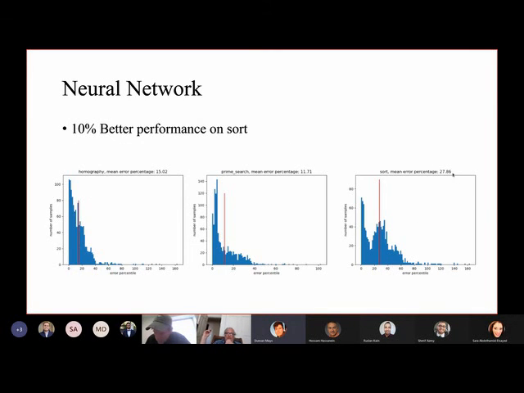And we get a slightly better performance on the sort sample program. Before, with the line of best fit methods, we had an error rate of 40%, whereas now we have an error rate of 30%. But the prime search and homography sample programs are not much more accurate using this method than the other methods. And notably, we get a lot less estimates over 100% error, but we still get some. So that's an important point.